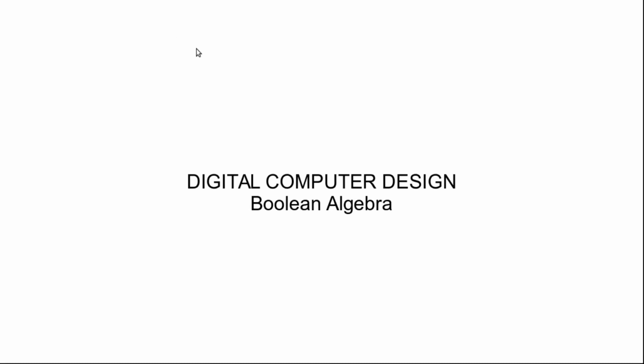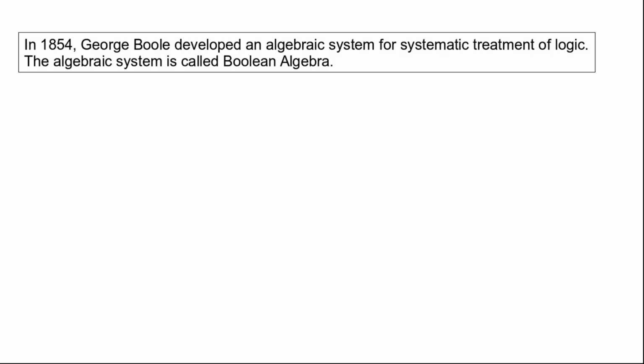In today's class, we will talk about Boolean algebra. But before we look at what Boolean algebra is, let me mention two important events that happened in the field of digital circuits. The first event happened in 1854 when George Boole developed an algebraic system for the systematic treatment of logic. This algebraic system was called the Boolean algebra.